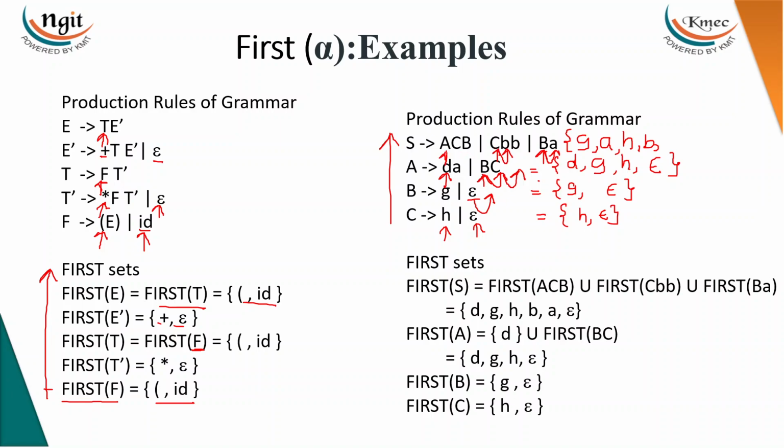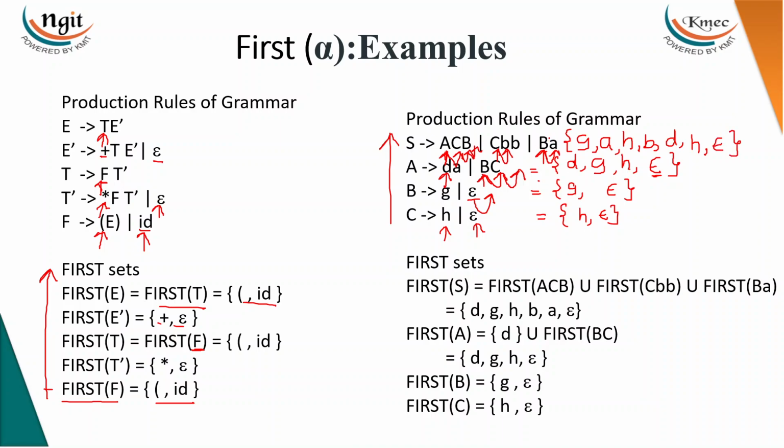Same, next A. First of A: D, G, H, epsilon. Take D. Already G is there, H is there. Epsilon is there, then go to the next symbol, C. First of C, H comma epsilon. Take H. Epsilon means go to the next symbol. First of B, G comma epsilon. So already H is also there, don't need to take again. G is also there, no need to take. And epsilon, go to the next symbol here again. See, as there is no symbol here, then I am taking the epsilon.